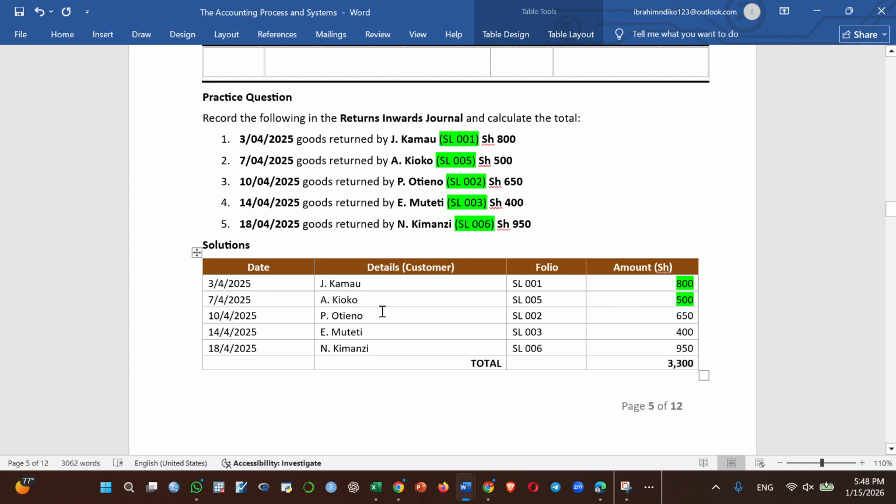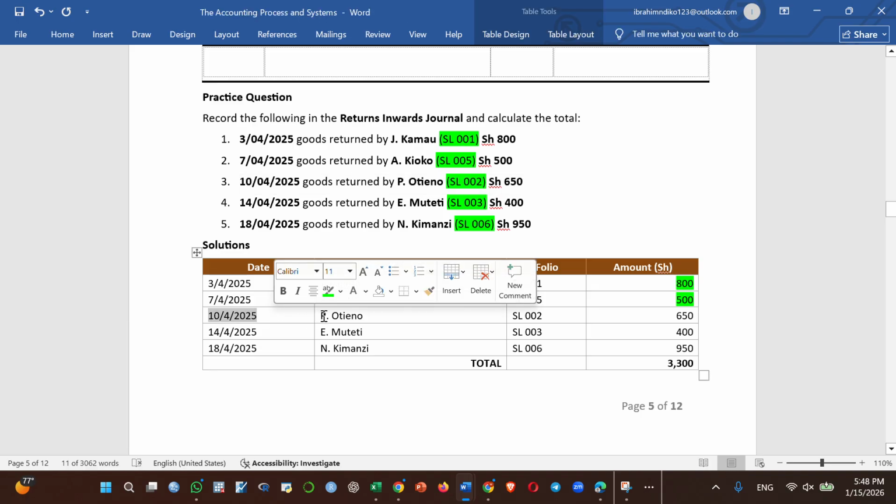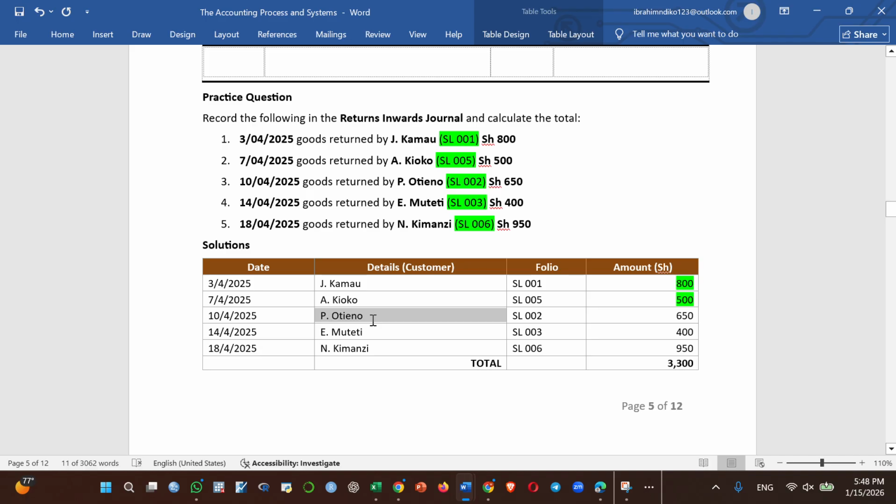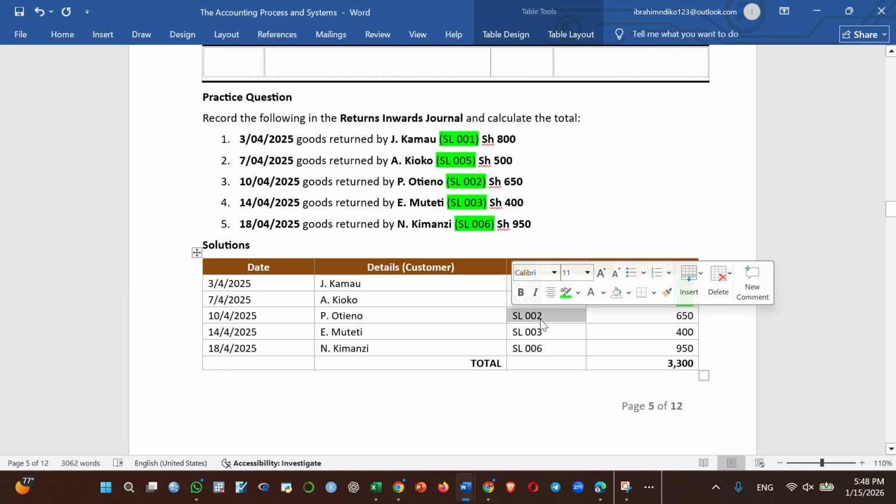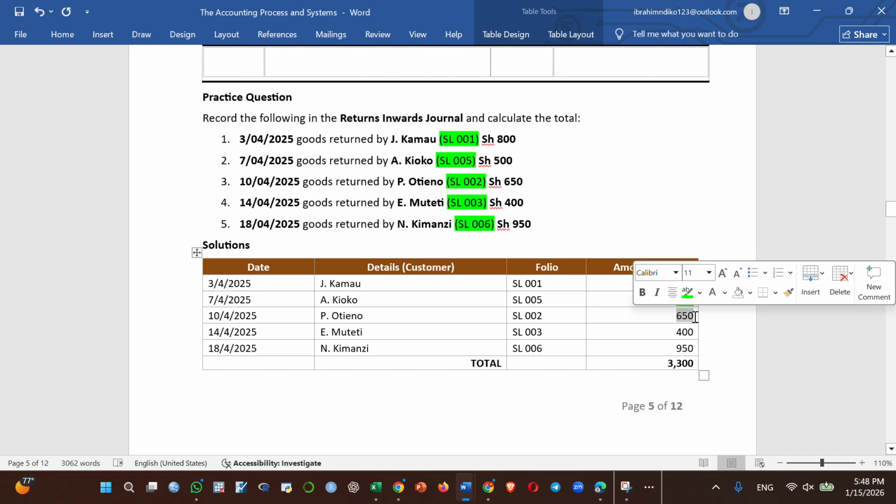Good. Then P. Otieno, you can see it here. Goods returned by P. Otieno. The date is 10th. The date is correct. The account is P. Otieno. That is correct. Then we have SL002, and then 650. And then on 14th, you repeat the procedure. So the procedure is the same for the rest. Then you add them together.